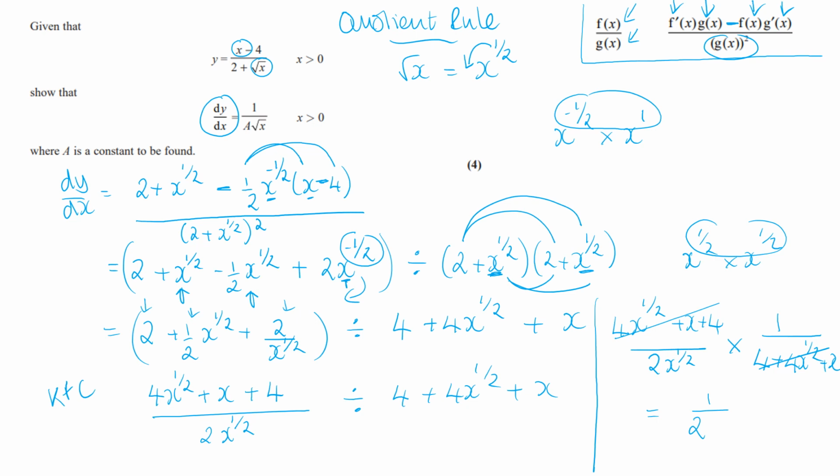Now x to the half is root x, so we can see I've now got it in the form that I've been looking for, and my a is equal to 2.